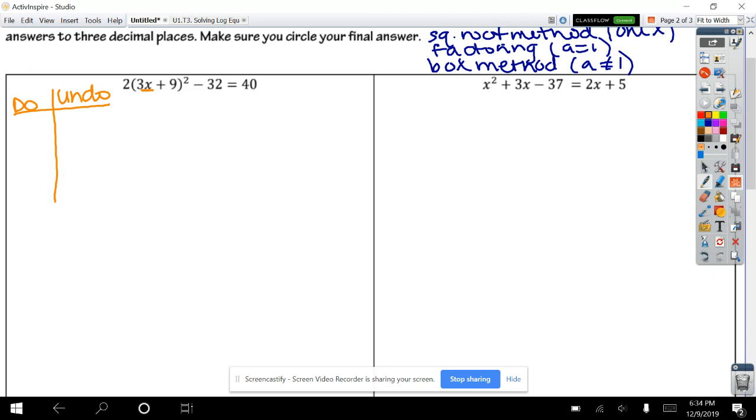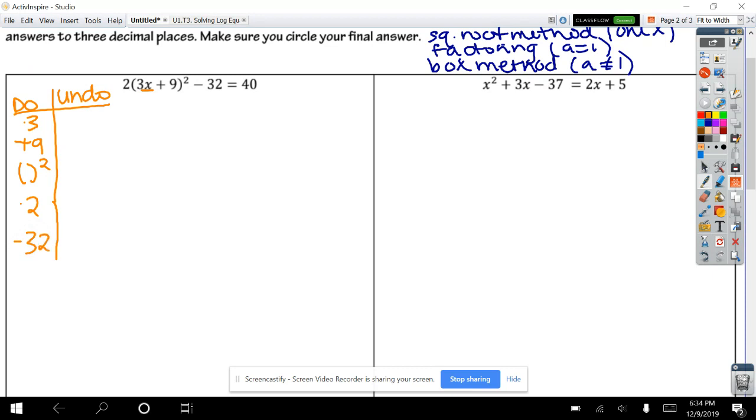So if I look at my equation, if I were to plug in something for x, the first thing I would do is multiply by 3. Then I would add 9. And I would square it. Then I would multiply by 2. I would go outside the parentheses, multiply, and then subtract 32.